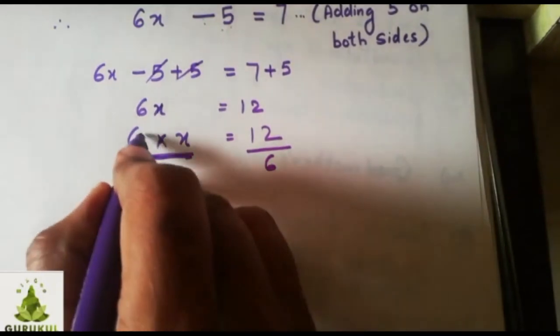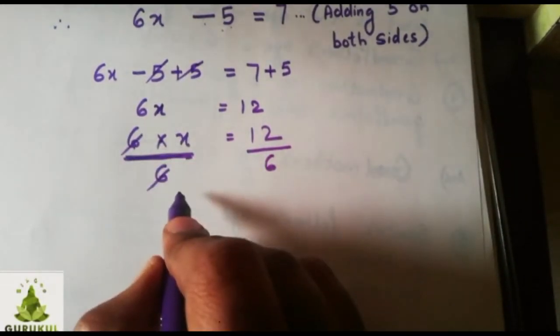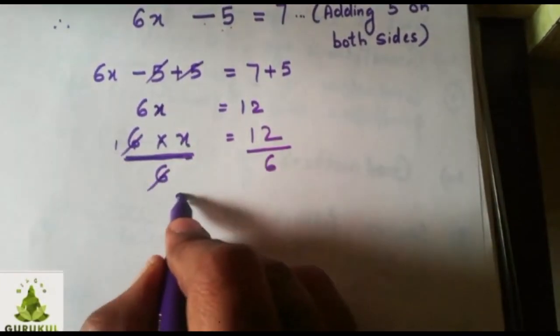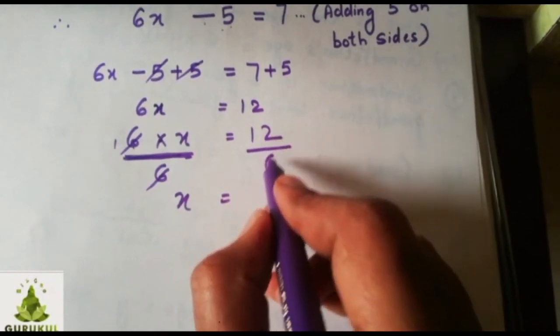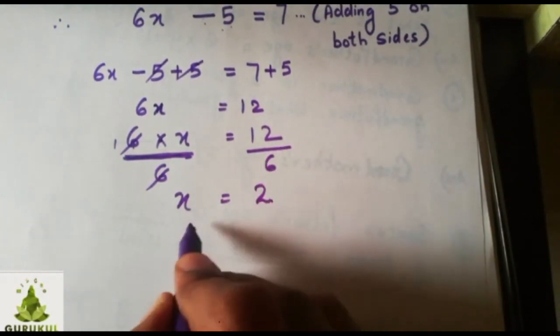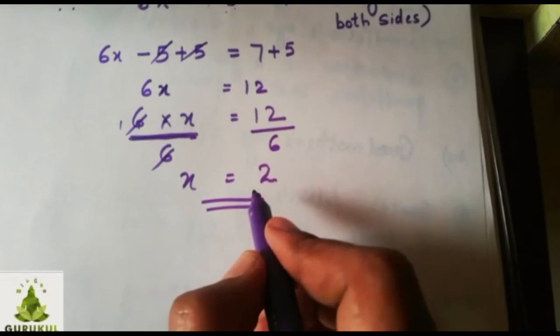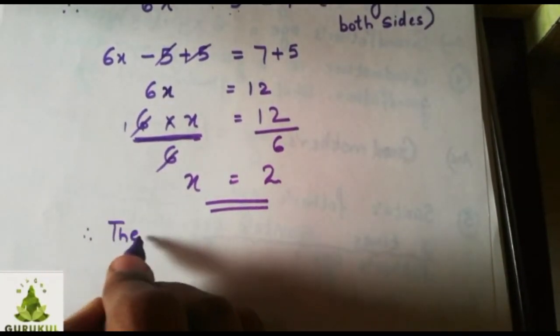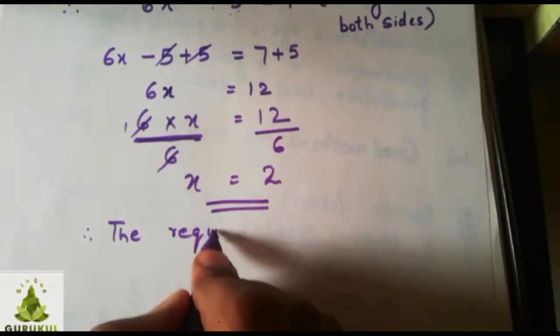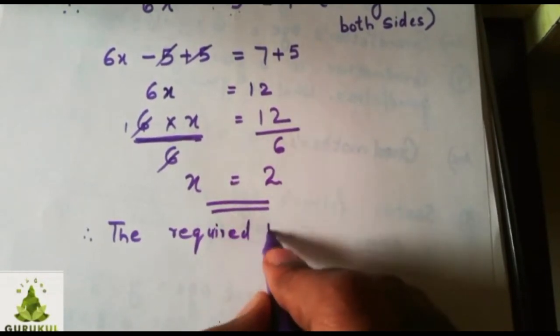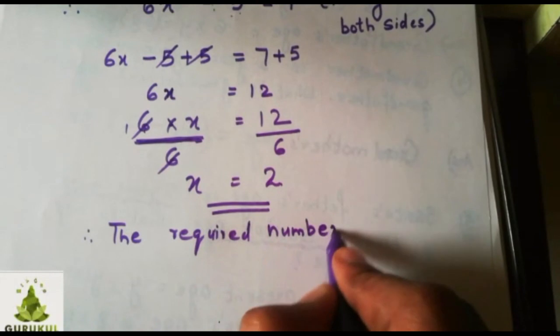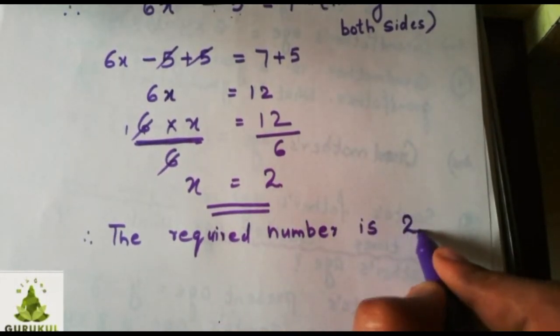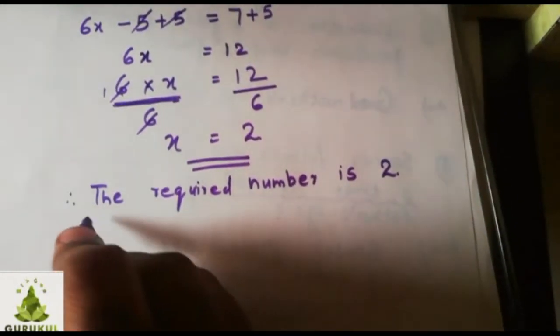Now 6 one times 6. What is remaining? x into 1 is x, and what do you get here? 12 divided by 6 is 2. So what is x? x is equal to 2. So, find the number, let the number be x. Therefore the required number is 2. You can write this and complete the answer.